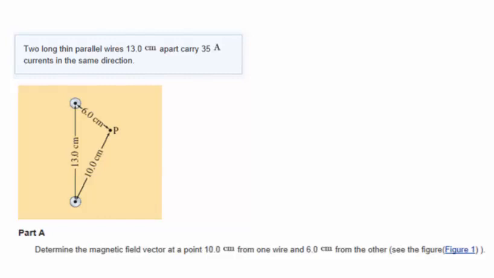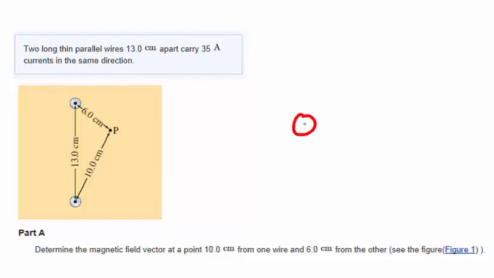This problem, finding the magnetic field due to two line currents at some arbitrary location, bears a striking resemblance to the problem of finding the electric field due to two point charges at an arbitrary location. There are, however, two significant differences.